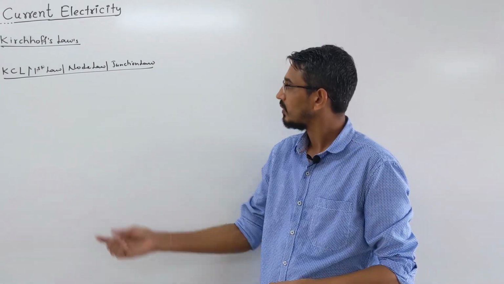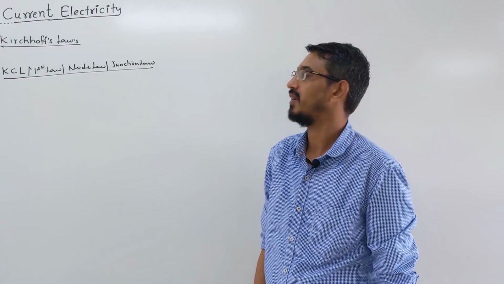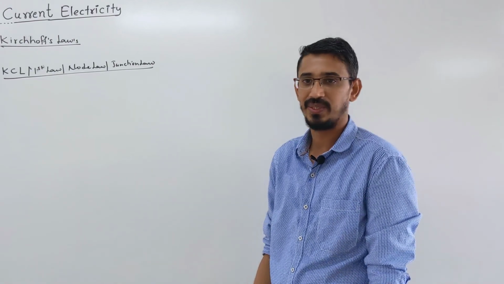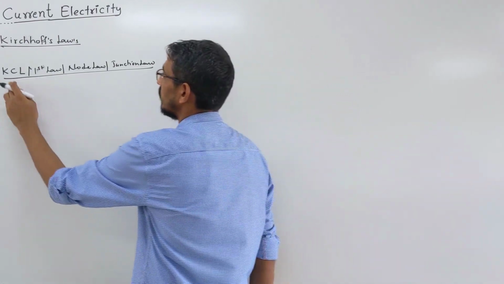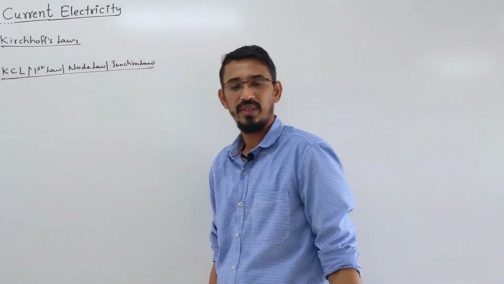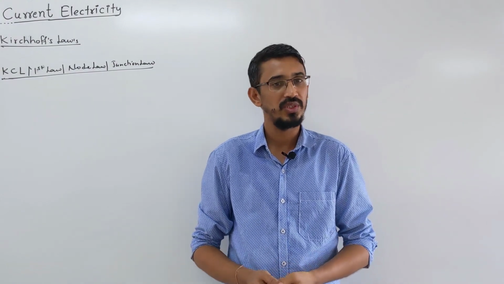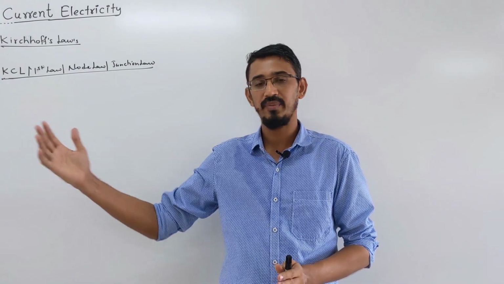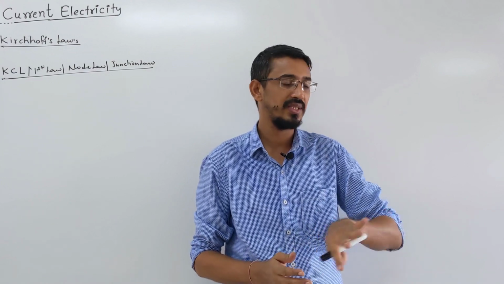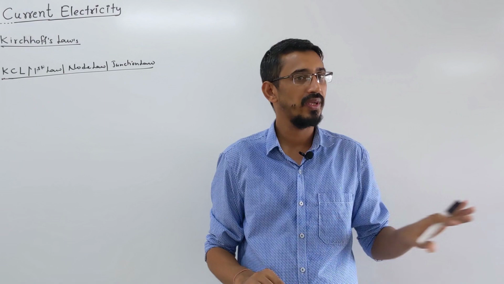This law I already taught in thermodynamics, in heat transfer, and we also learn it in fluid mechanics. What this law says is that the sum of all currents meeting at a junction is always zero. Whatever amount of current is coming to a junction, the same amount of current is leaving from that junction. So current coming in is current going out.